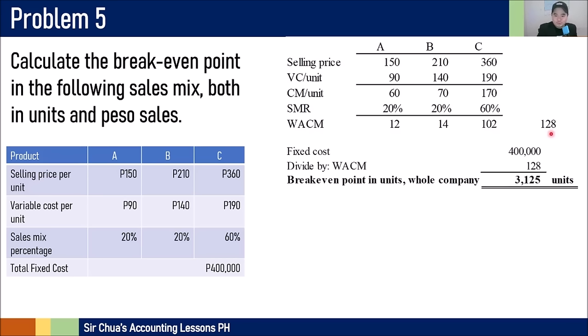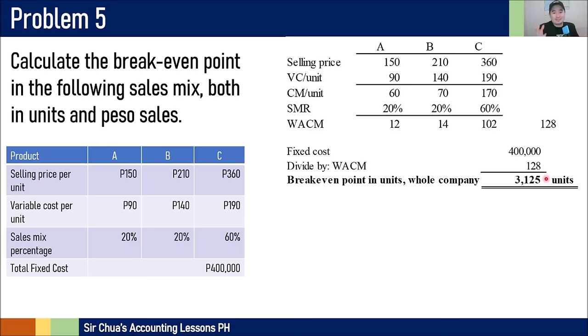Okay, ngayon po, yan na po yung gagamitin nyo sa usual formula natin ng break-even point. Your fixed cost of 400,000 divided by weighted average contribution margin per unit, which is 128. Your break-even point is 3,125. So, okay na, nakakuha tayo ng break-even point. Dapat daw makabenta ka ng 3,125 units. Kaso, ilan dyan ang product A? Ilan dyan ang product B? Ilan dyan ang product C?